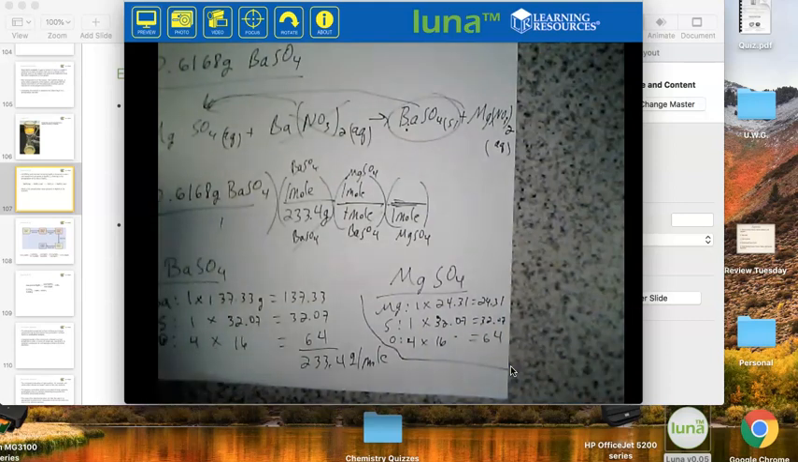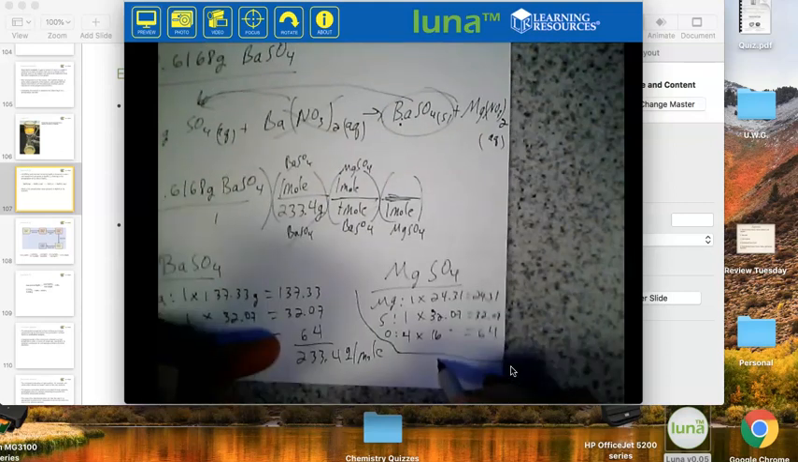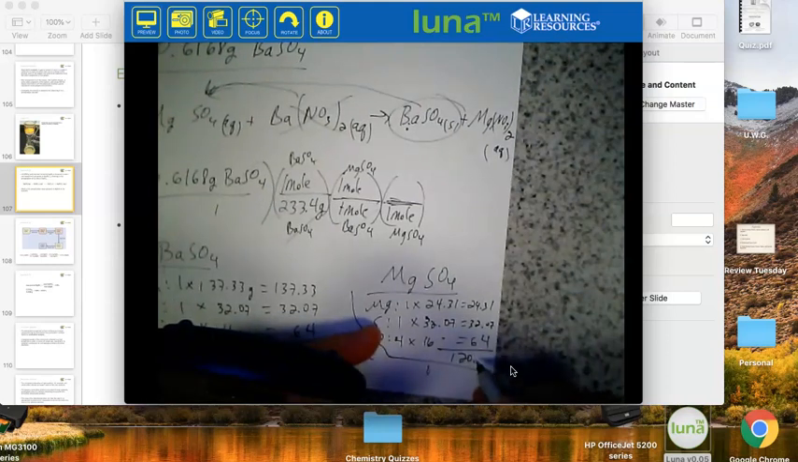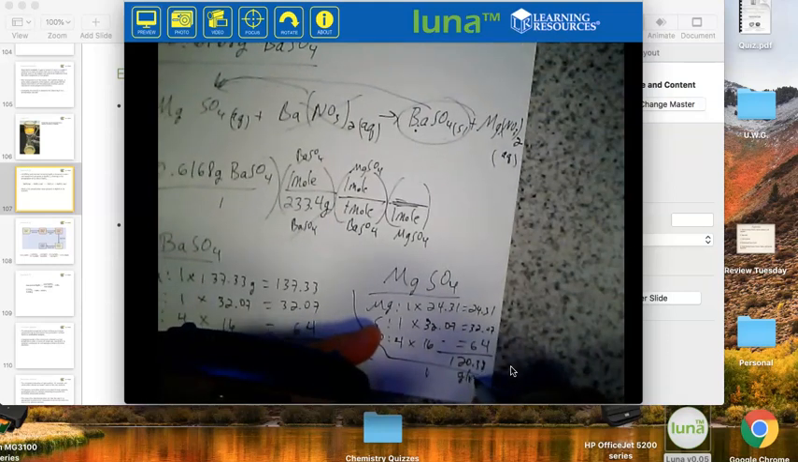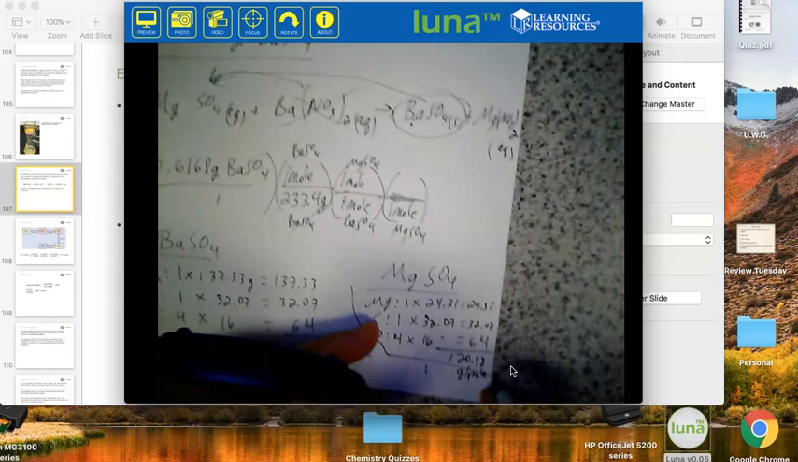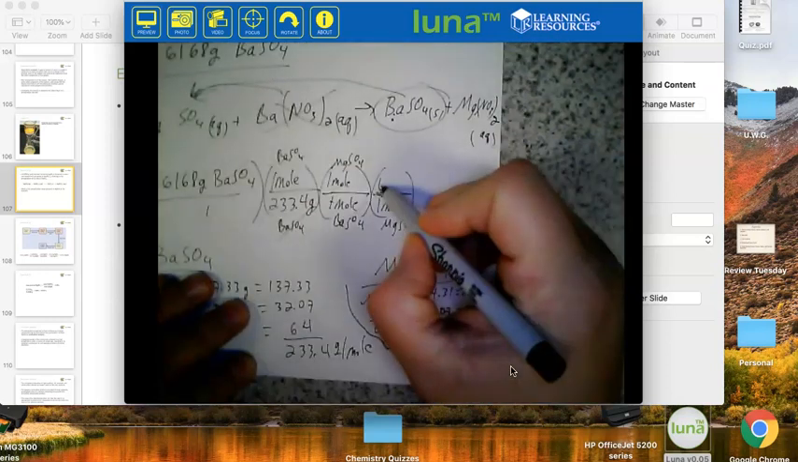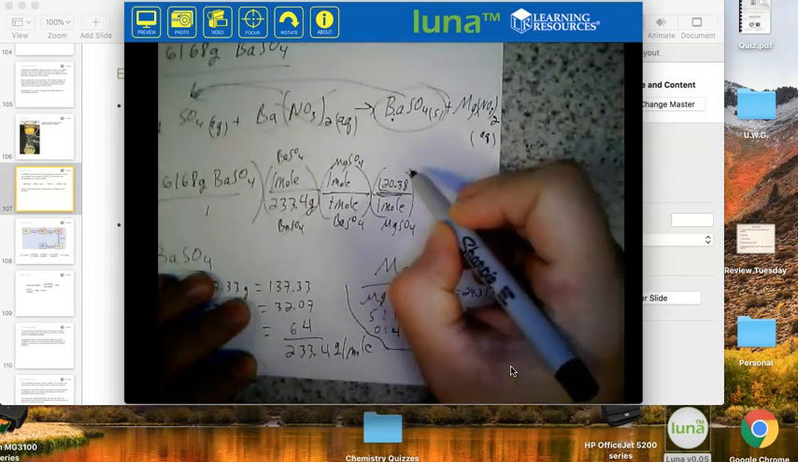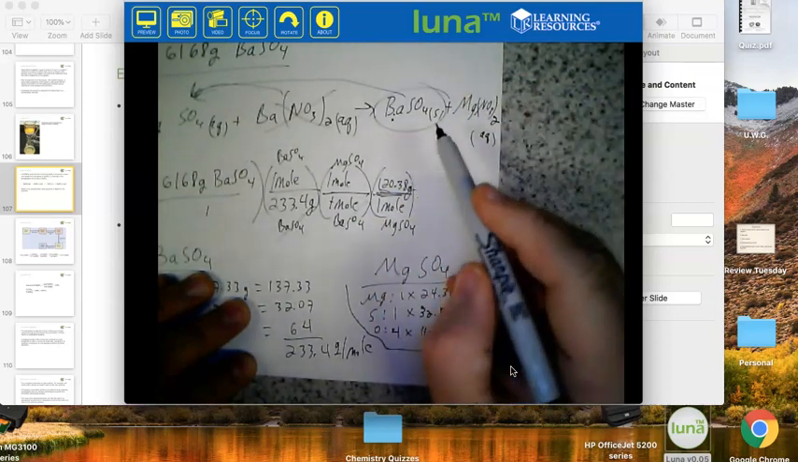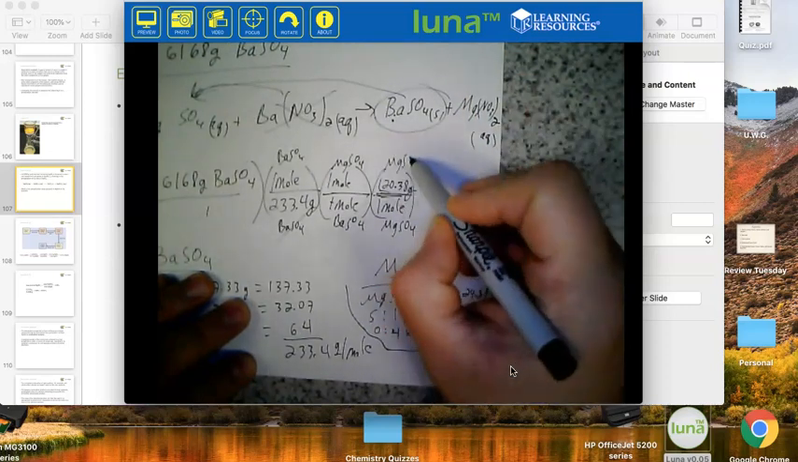So, this together, I get a total of 120.38 grams per mole. 120.38 grams. Alright, so that's magnesium sulfate.